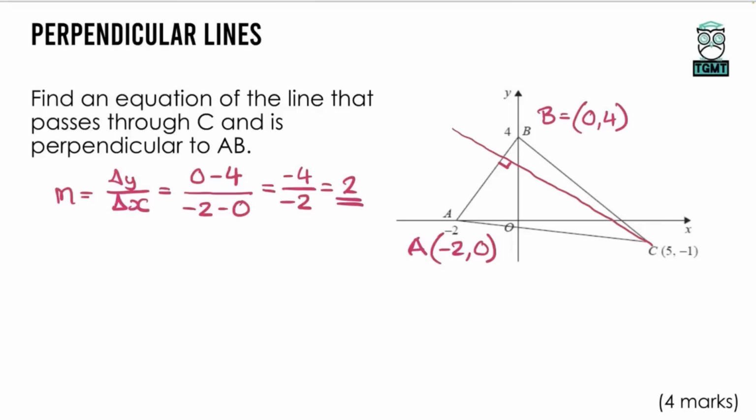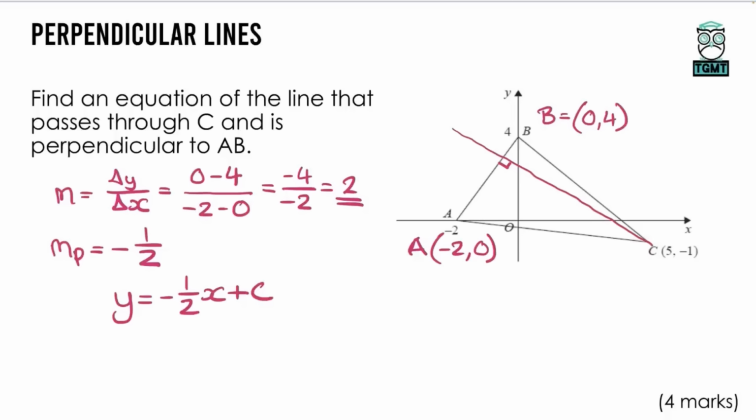If we want the perpendicular gradient, we have to do the negative reciprocal. So for the negative reciprocal, we change the sign in front of that gradient, so it becomes negative as it was +2. And then we do the reciprocal. The reciprocal of 2 is 1 over 2. So the gradient for that perpendicular line is -1/2. So we know what our equation is going to look like. It's going to be y equals -1/2 x plus c. We just need to find what that y-intercept is, that value of c.